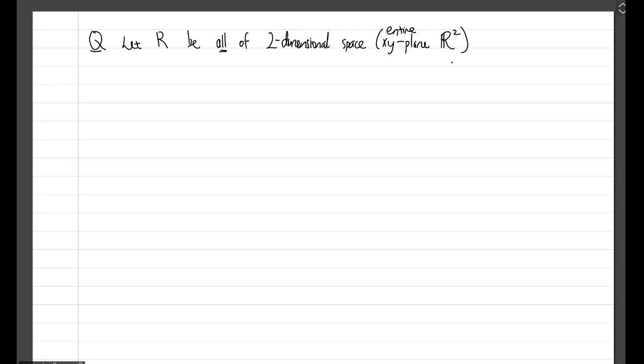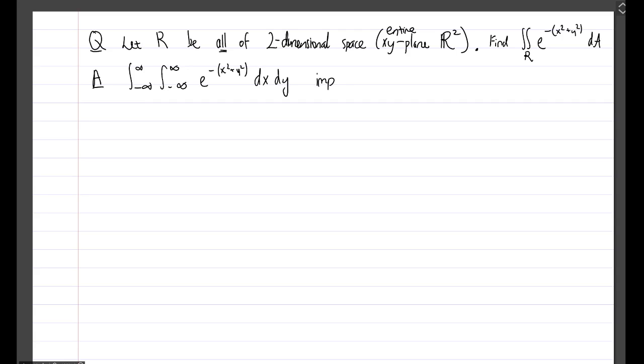All right, so let's do this. Find the double integral over the entire xy plane of e to the negative quantity x squared plus y squared dA. Now, if you try to do the integral from negative infinity to infinity of the integral from negative infinity to infinity of e to the negative quantity x squared plus y squared, dx dy, the order doesn't really matter here. This is impossible.